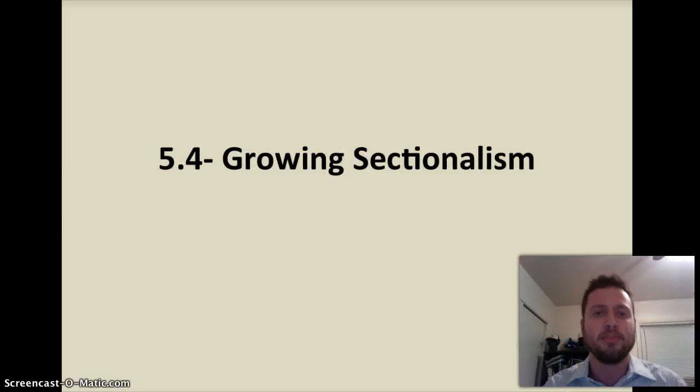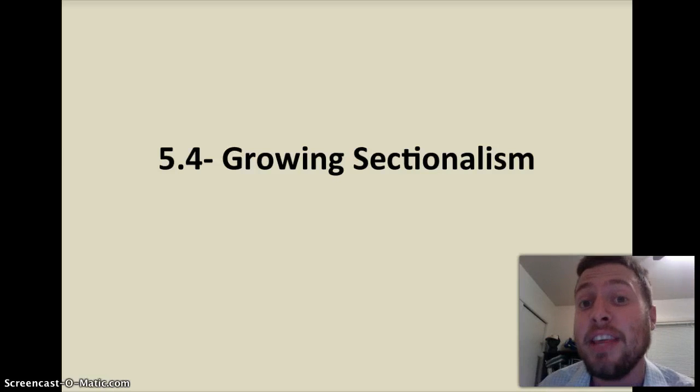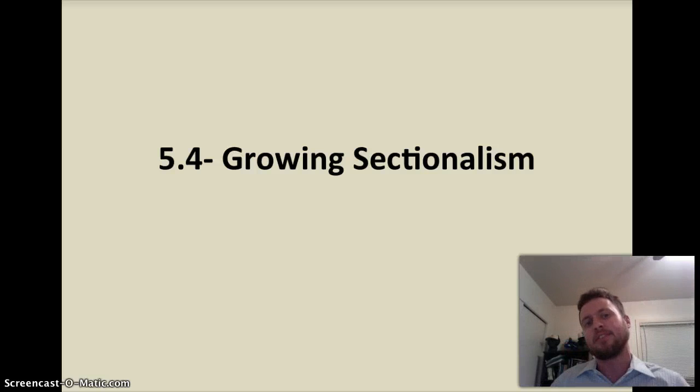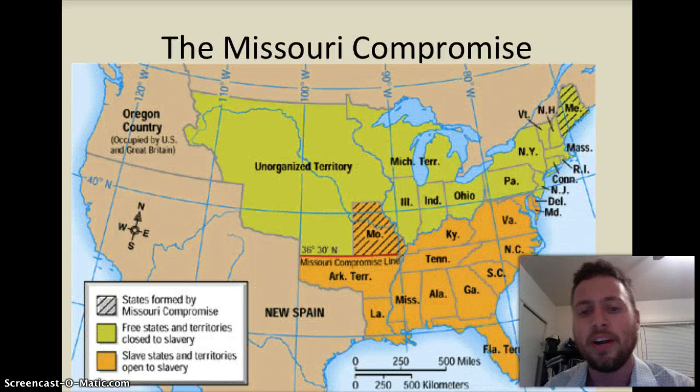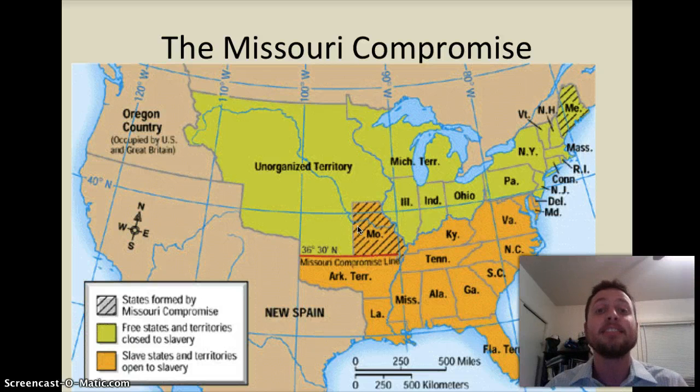Growing sectionalism. Two sections of the United States, North and South, start fighting. They start fighting over the issue of slavery, over the spread of slavery. At first, there were 11 free states and 11 slave states. The balance was perfect. But then Missouri wanted to join the United States. Say, hey, look right here. Here's Missouri. It wants to join the United States as a slave state.